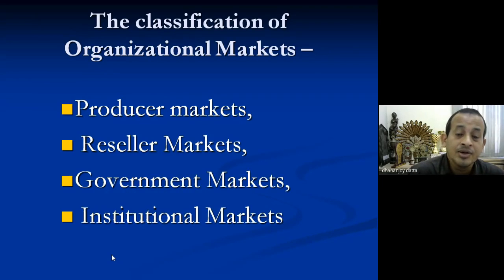Then another category is the industrial dealer. Industrial dealers are those intermediaries who purchase the product and sell it to others.